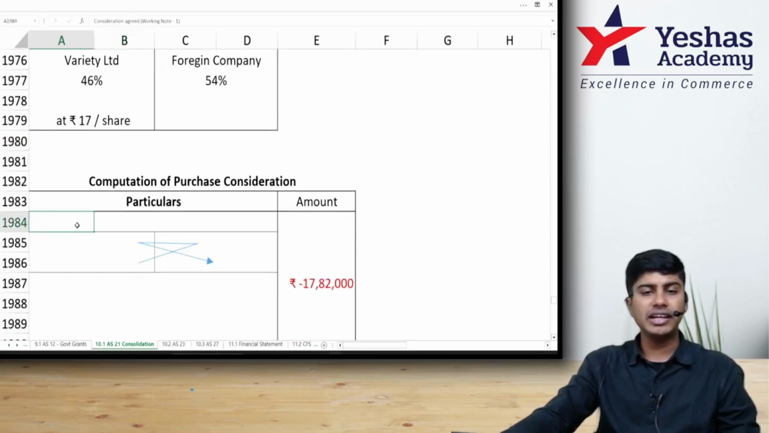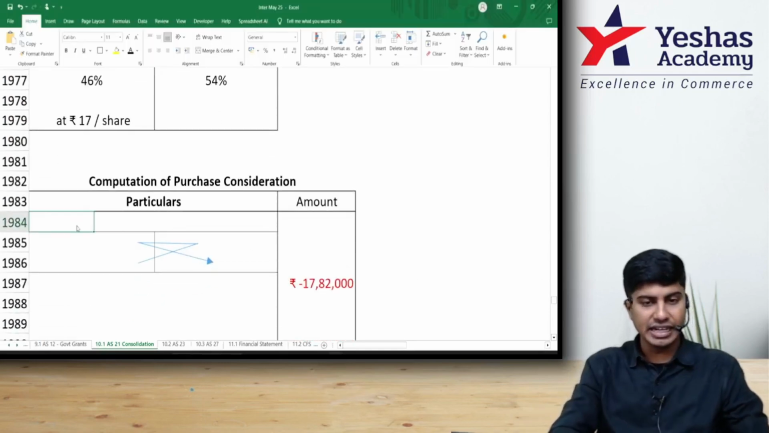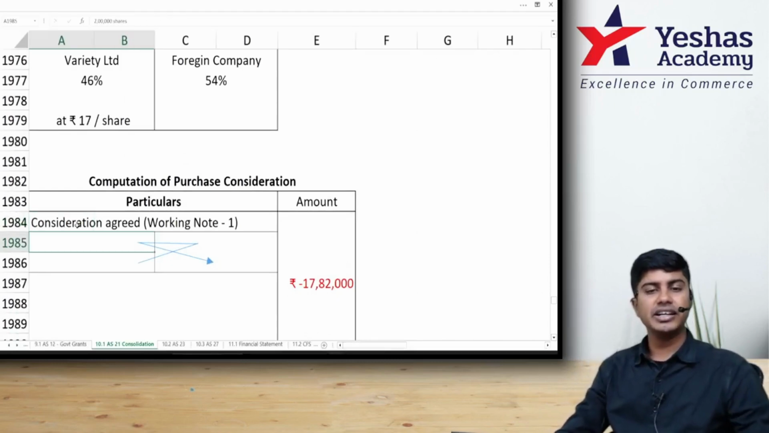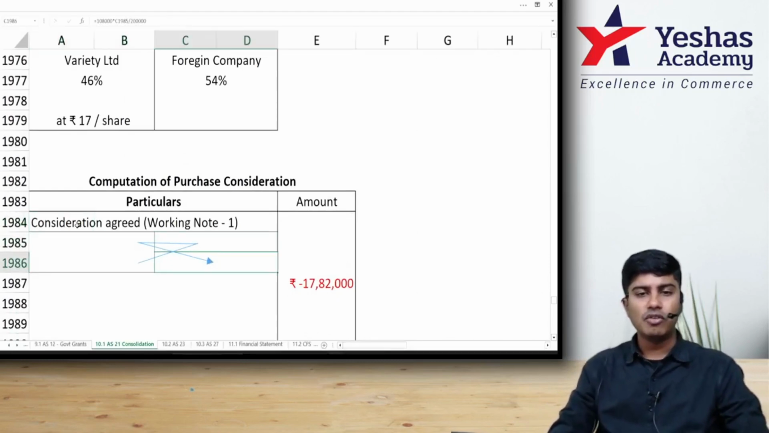54%. Shall we write that? Okay. Consideration agreed. How much is the consideration agreed? So we don't know the full value. For that value, how much is it? It is 1 crore 20 lakhs. For whatever we own, how much is it? We should find. Are you getting it?